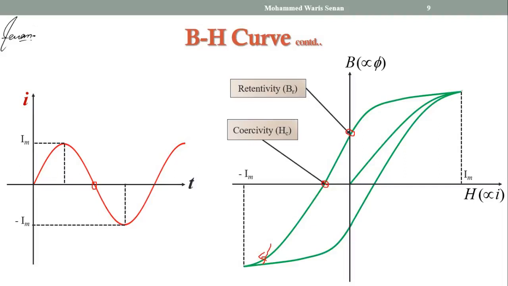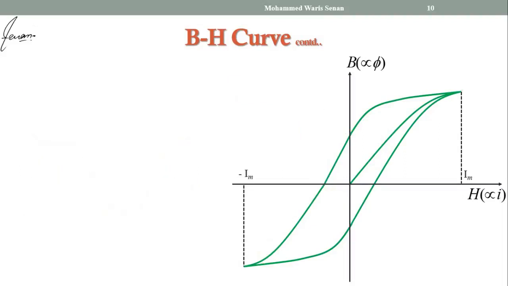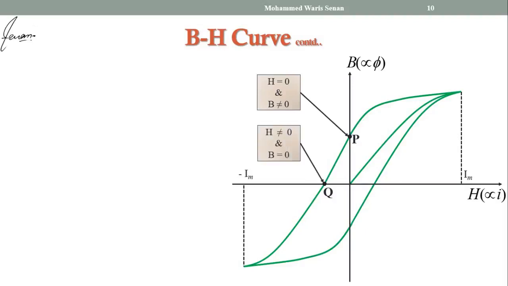Now we'll discuss one more important point related to the BH curve. We have discussed these 2 points as retentivity and coercivity. Now we'll see what happens at these 2 points. Let us consider these 2 points to be P and Q. At point P, H is 0 but B is not 0. B has some positive value. Now at point Q, H is non-zero but B is 0. If you follow this path, B is becoming 0 after H.